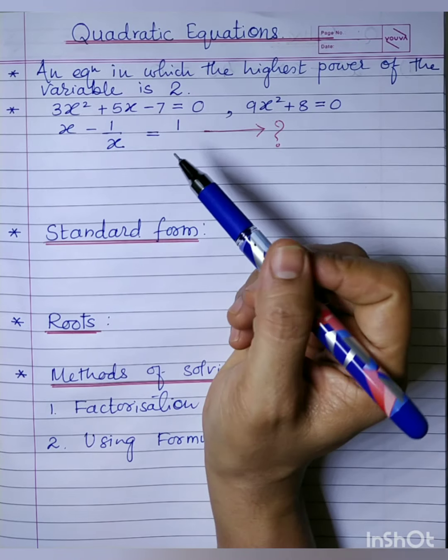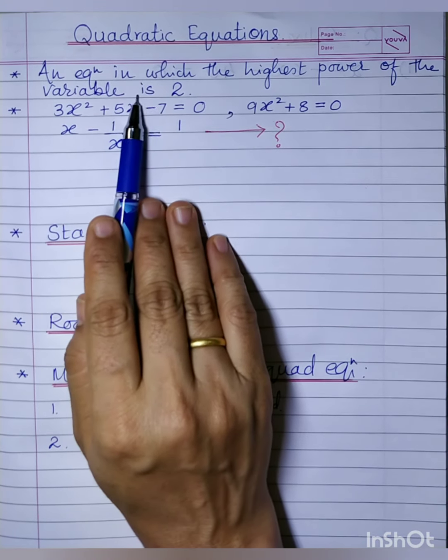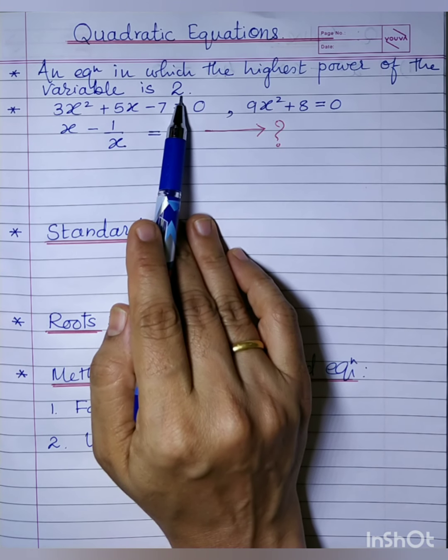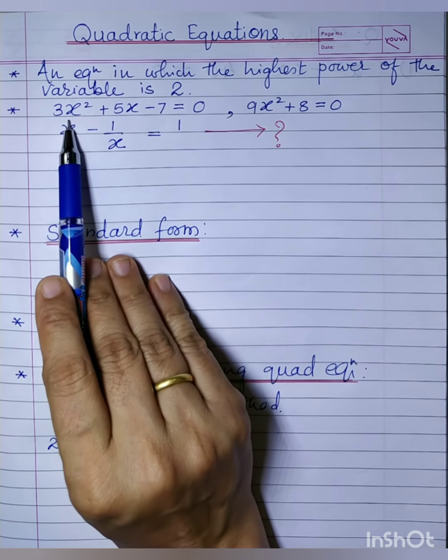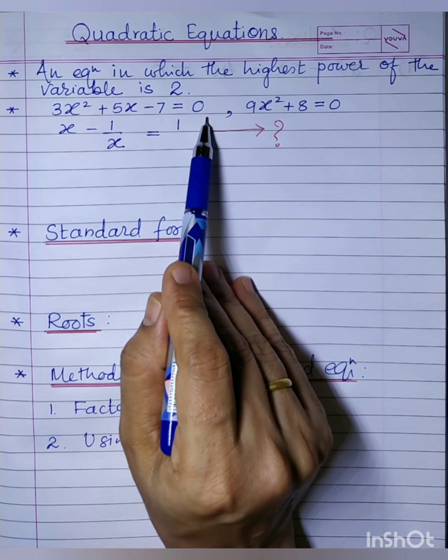I'll give a brief introduction. What's a quadratic equation? An equation in which the highest power of the variable is 2. This is the equation in one variable. Example, you can see 3x square plus 5x minus 7 is equal to 0.